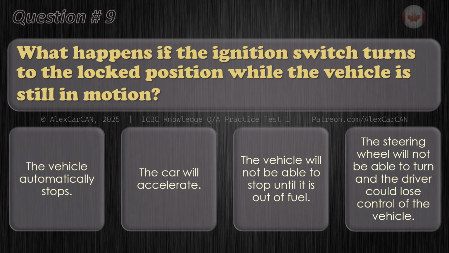Question number 9. What happens if the ignition switch turns to the locked position while the vehicle is still in motion? The vehicle automatically stops. The car will accelerate. The vehicle will not be able to stop until it is out of fuel. The steering wheel will not be able to turn and the driver could lose control of the vehicle. The correct answer is the steering wheel will not be able to turn and the driver could lose control of the vehicle.